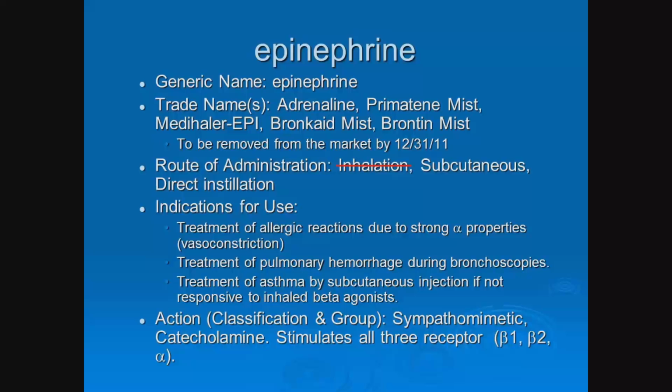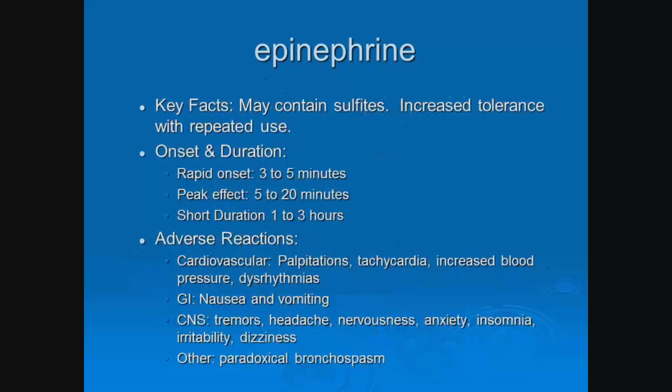It's also, as you know, used for anaphylactic reactions, bee stings. If somebody's allergic to bee stings and they get stung by a bee, you want to have an EpiPen handy. And we know that it stimulates all three: alpha, beta 1, beta 2. Some other stuff, it may contain sulfites, and sulfites can trigger an asthmatic attack, so why would I want a drug that has sulfites in it?